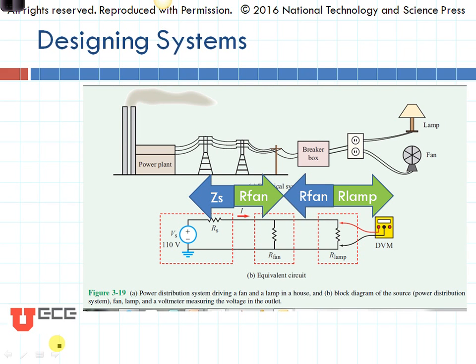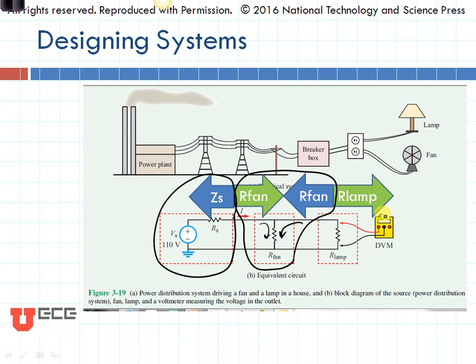Now let's go back to our circuit. Let's take a look again at this circuit and decide what our input and output resistances are. Just like in my previous case, the output resistance of the source block is simply Zs. Now let's look at this fan block right here. The input resistance, right there, would be our fan, and the output resistance would also be our fan. Now here's our last load right here, that's the lamp. And looking into the lamp, that gives me an input resistance of our lamp.